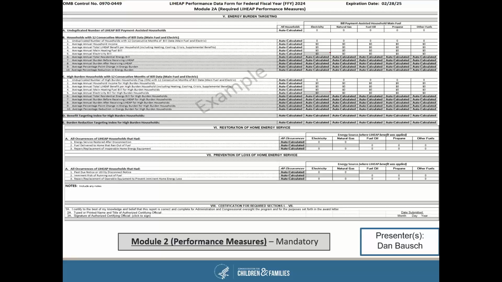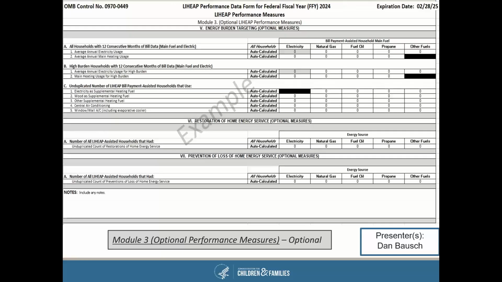We wanted to show you quickly Module 2. This is the performance measures module that we'll be providing training on in December. Also a spreadsheet view of it, but you can see it looks different from Module 1. And lastly, this is optional Module 3. This is not required, but several of you fill this out each year with additional information that's useful to track on impacts of your LIHEAP program and the assistance you provide.